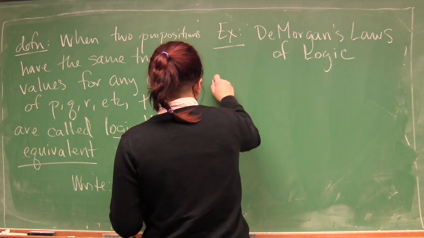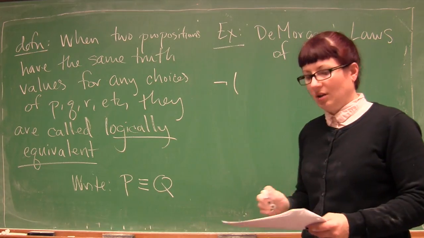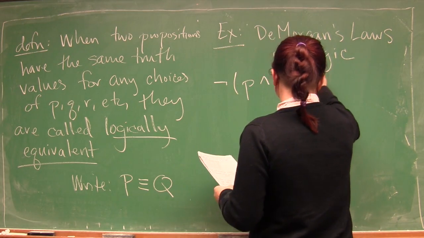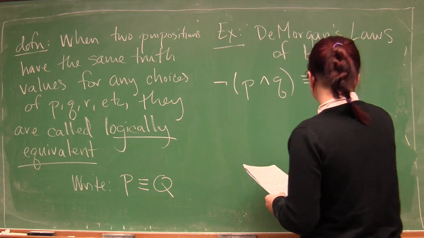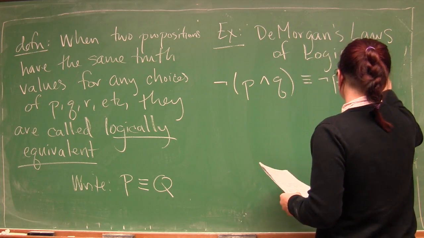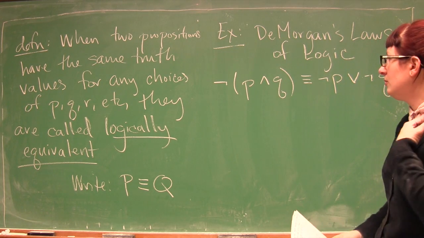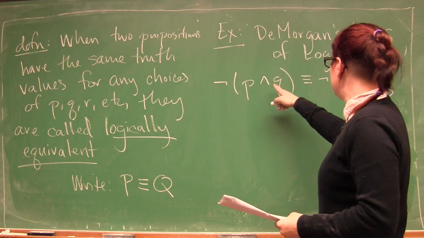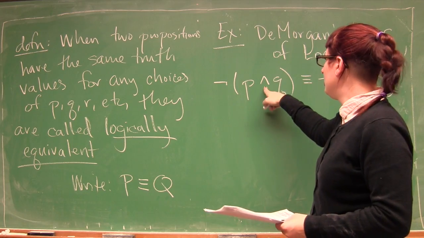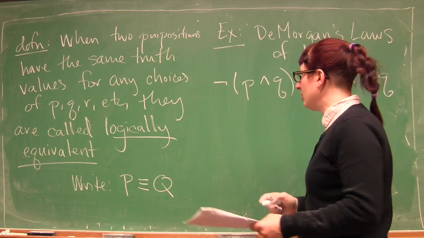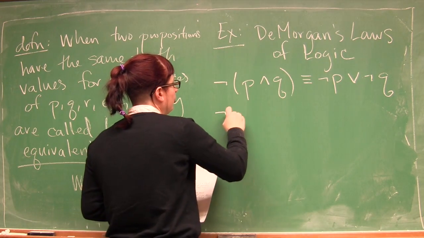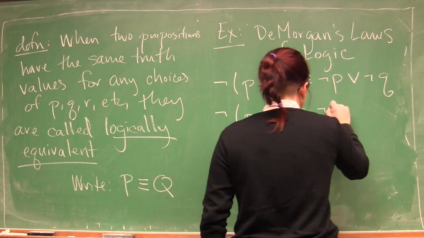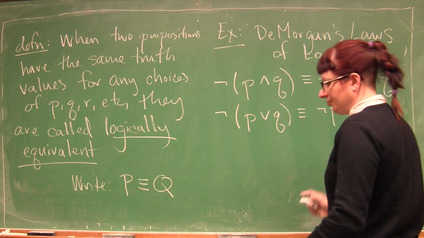One of them says if we take the negation of the proposition P and Q, this is logically equivalent to the negation of the proposition P or the negation of the proposition Q. The other one is similar but different because we swapped these ands and ors. So the second one says the negation of the proposition P or Q is logically equivalent to the negation of P and the negation of Q.